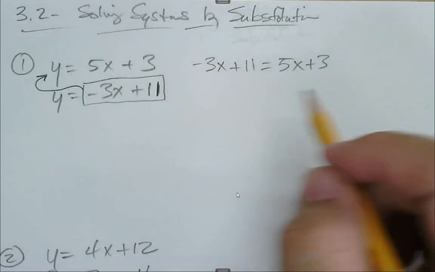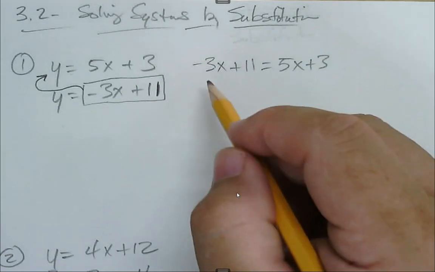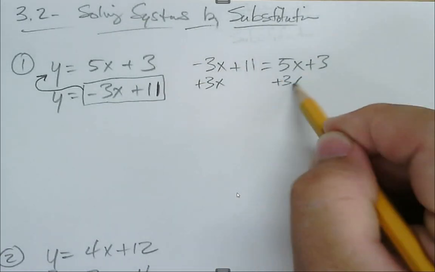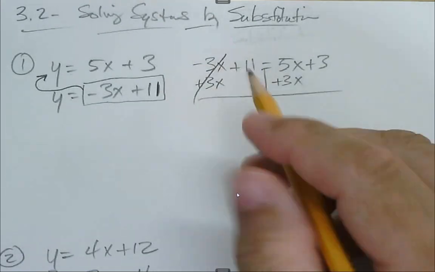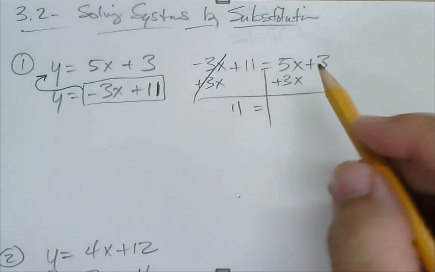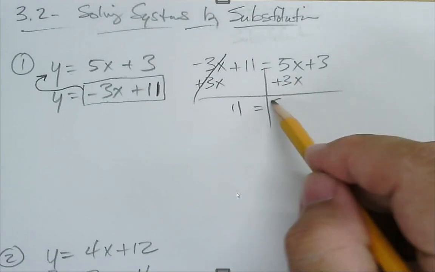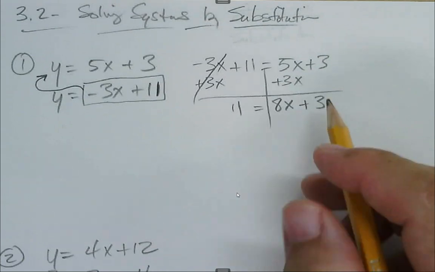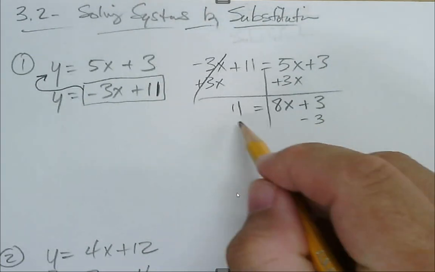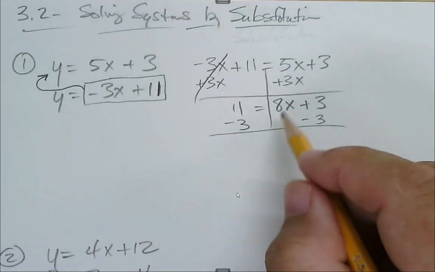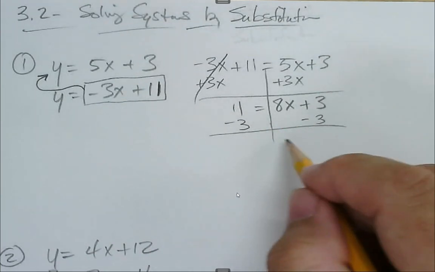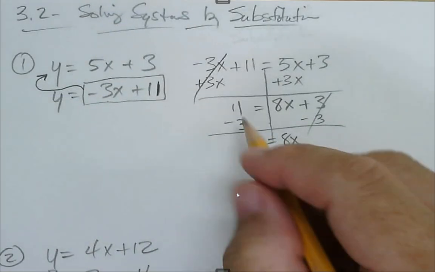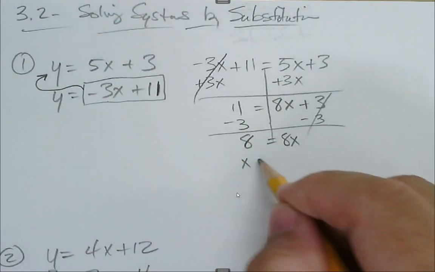If you're one of those people like me that likes to keep positive variables, then I would add 3x to both sides. That would leave me with 11 on this side. I would have 5x plus 3x, which would equal 8x plus 3. Then I would need to subtract the 3 from both sides in order to get my variable on one side by itself, which gives me 8x equals, this would cancel, 11 minus 3 would equal 8, and so x equals 1.